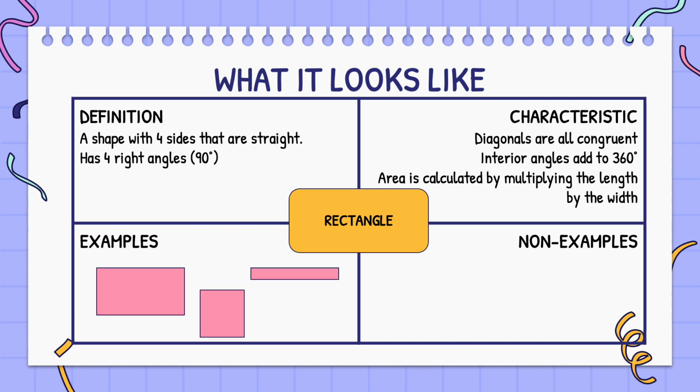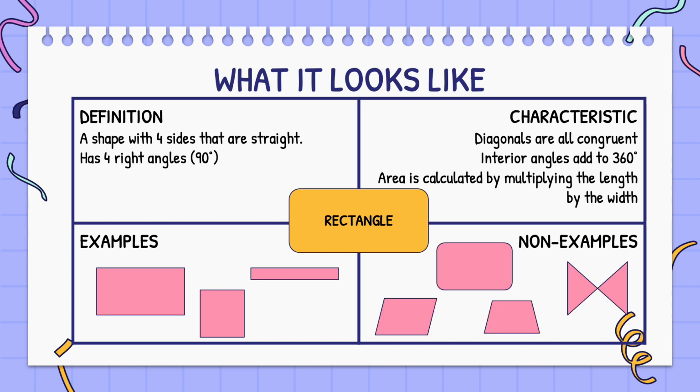Here are some examples. You can see that rectangles can be different sizes and shapes, but they all have those 4 right angles and straight sides. Some non-examples include these here. You can see some of them have rounded edges or their angles are not 90 degrees, therefore they are not rectangles.